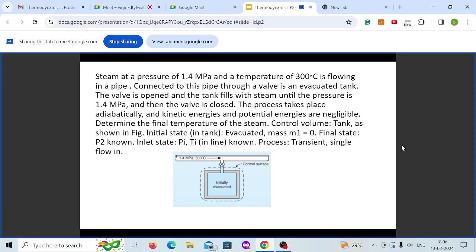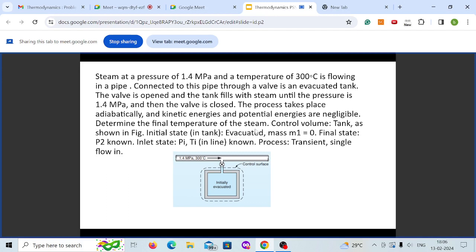This valve is opened and the tank is getting filled with the steam, and you are filling it till the pressure in the tank reaches 1.4 megapascal. So the pressures are equal between the steam in the pipe and the tank, and then the valve is closed. The process takes place adiabatically, and kinetic and potential energies are negligible. So kinetic energy and potential energy you can take as 0, and adiabatic means there is no heat transfer happening. Determine the final temperature of the steam.